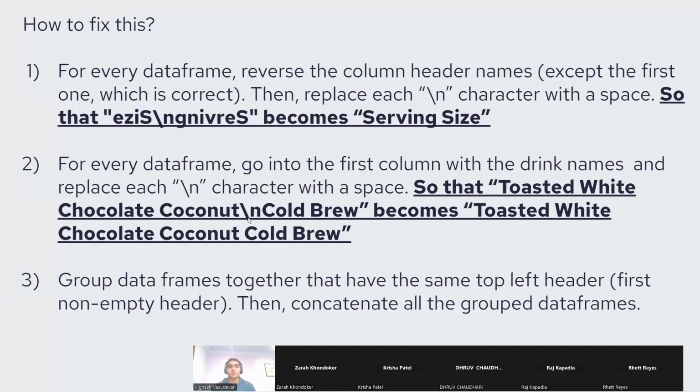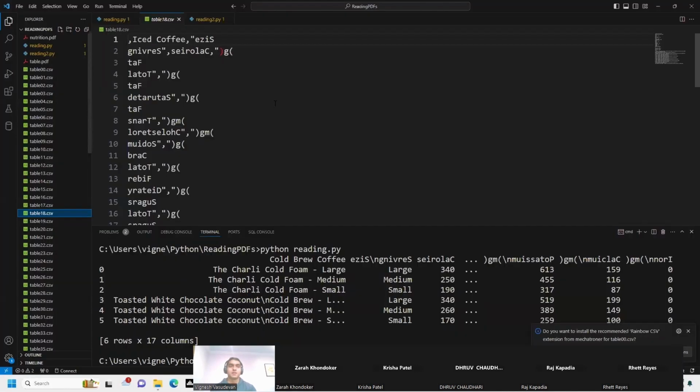So to fix this, you want to group the data frames that have the same top left header. This here, iced coffee, is the top left header. There's also a comma before this, so you want to make sure that it's the first non-empty header. So if a file has iced coffee as the first header, and another file has iced coffee as the first header, you're going to want to make sure that they're all counted as one data frame.